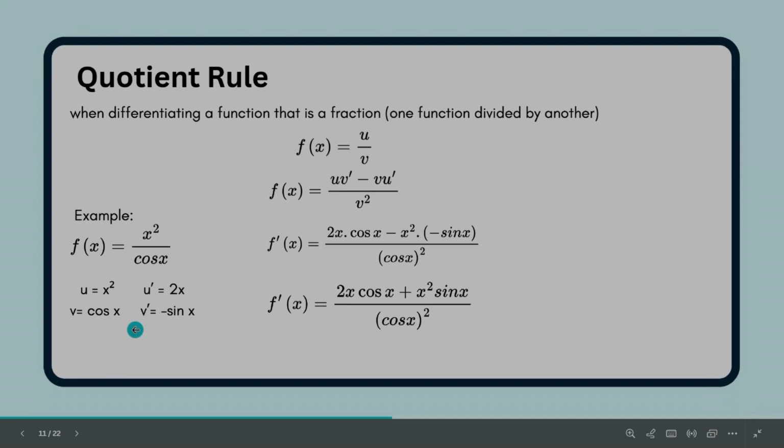Now differentiate both of them, which is u prime equals 2x and v prime equals negative sin x. And then we apply the quotient rule, and we get f prime x equals 2x times cos x minus x squared times negative sin x, over cos x squared. And remember to not expand the v squared. Then we simplify, and we have the result of 2x cos x plus x squared sin x over cos x squared. On to the next technique.